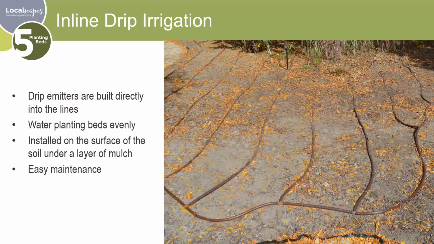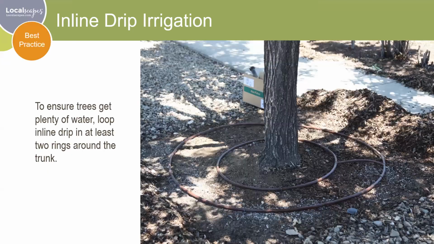And that's a good example of how the inline drip will look. And the emitters, like we showed you, are in the lines. So you're going to have water coming in. And the idea is that with mass plantings, it's equally watering the bed. So it's evenly spreading water around the dense planting. And again, it's underneath the mulch, and pretty easy maintenance to be able to fix it if needed.